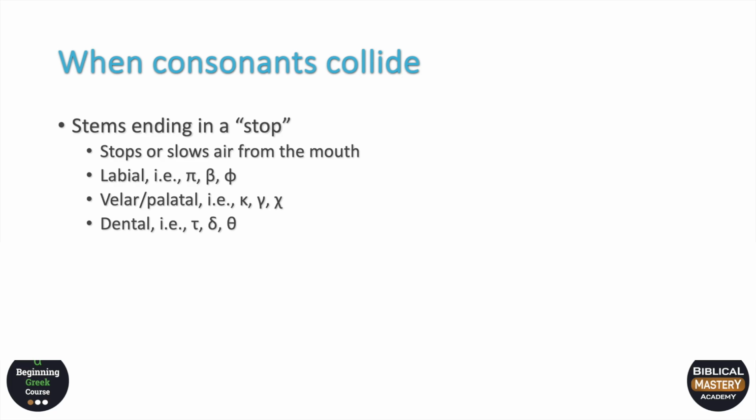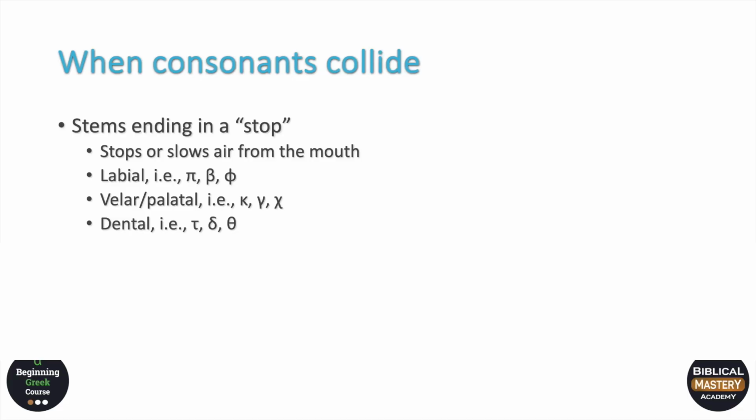There are, for instance, labials. Now, labials are the letters that use the lips, okay? So the pi, beta, and phi. Each of those is going to use either one or both of the lips. So they either stop the air flowing through and then release it again, like the pi and the beta, or they're going to slow the air down so that you can hear it as it goes through, like the phi, okay?